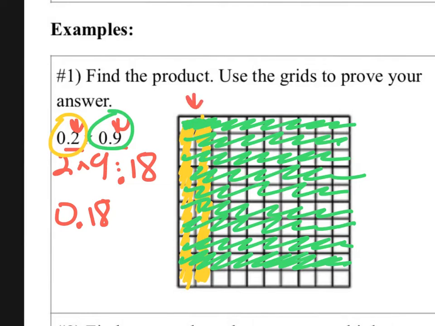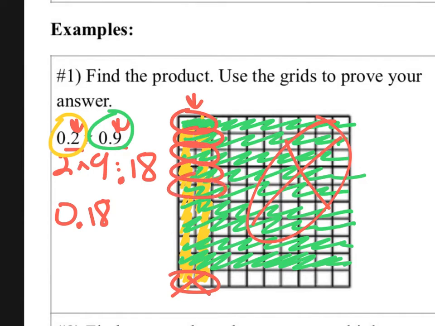This green part you're going to ignore. You're not going to really worry about that. And this little 2 yellow you're going to ignore. You're only going to focus on the ones that are overlapping each other, and that's your answer. So that's 2, 4, 6, 8, 10, 12, 14, 16, 18. As you can tell, our answer was 18 hundredths earlier, and we just proved it by using the grid. There are 18 little squares that are both green and yellow.